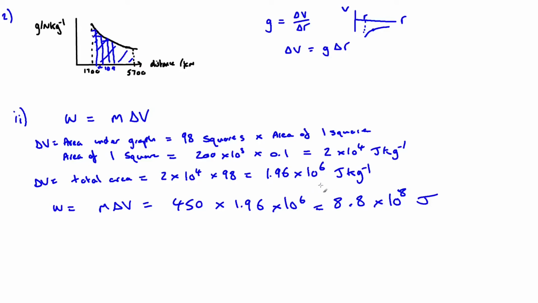Realise that the area under a graph of g against distance, gravitational field strength against distance, will be delta V. Okay, that is the change in gravitational potential. In other words, the change in gravitational potential energy for a 1 kilogram mass moving between two distances. And of course, once we've got it for a 1 kilogram mass, it is then trivial to work out what the energy change would be for a 450 kilogram mass.